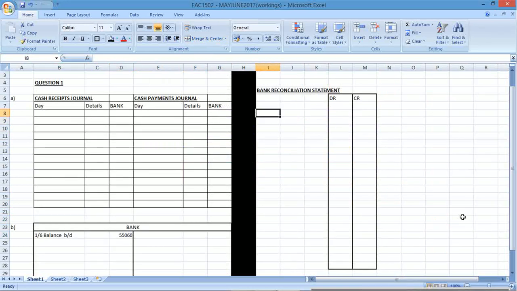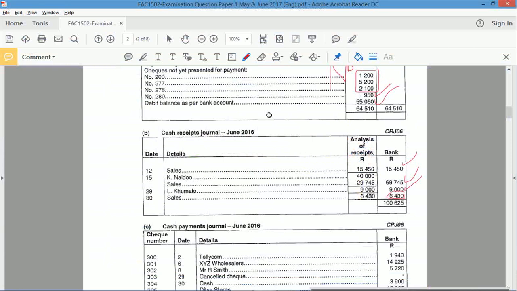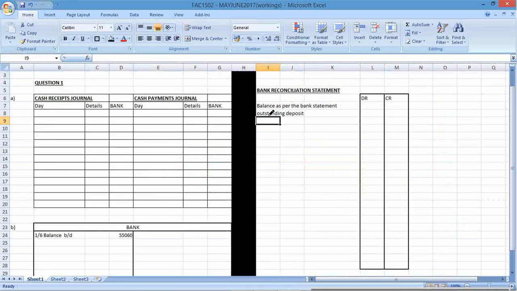Okay, so on the bank recon we're going to start with balance as per the bank statement. It's probably all coming back now, right? It's all revision. This is easy stuff because it's stuff that you did in the first module. Outstanding deposits. What number was this deposit? This was for sales on day 30. So we can just cite bracket sales day 30.